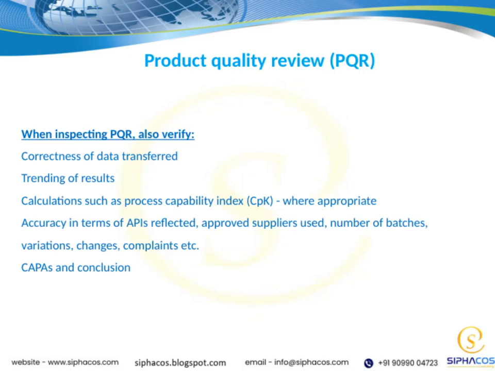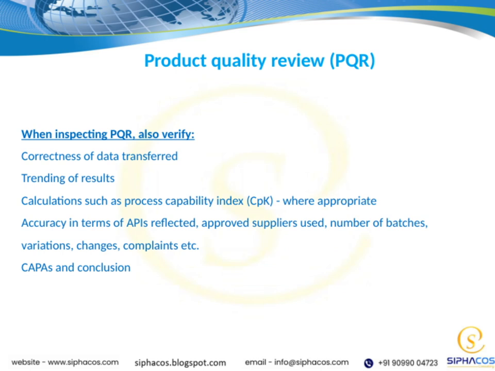When inspecting the Product Quality Review, or PQR, it's important to also verify several key aspects. First, we need to check the correctness of the data transferred, making sure the information has been accurately carried over without errors. Next, we look at the trending of results over time to identify any patterns or deviations that could indicate potential issues. If applicable, we should also evaluate calculations such as the Process Capability Index, CPK, which helps us understand how well the process performs relative to specifications. It's crucial to ensure that these calculations are correct and meaningful.